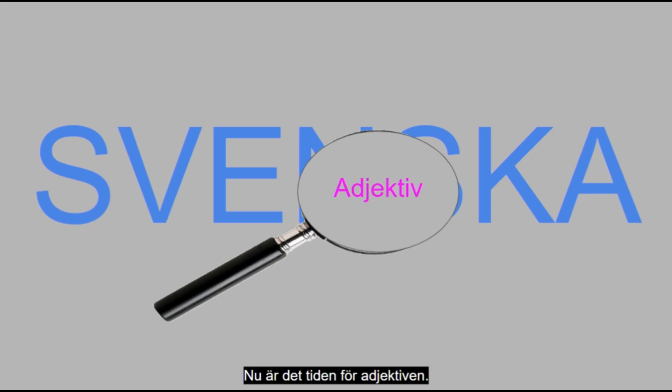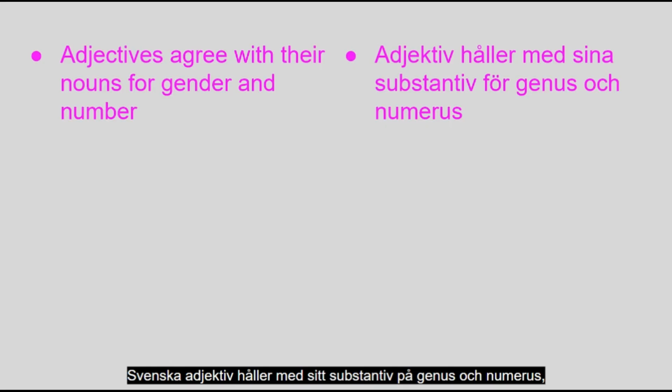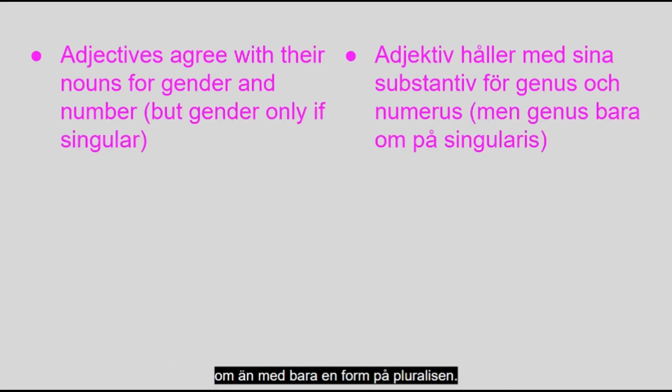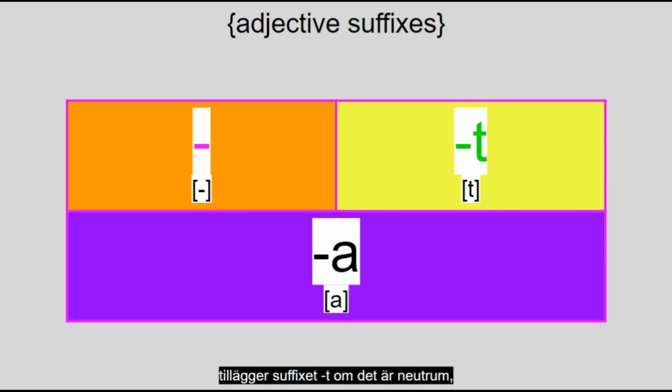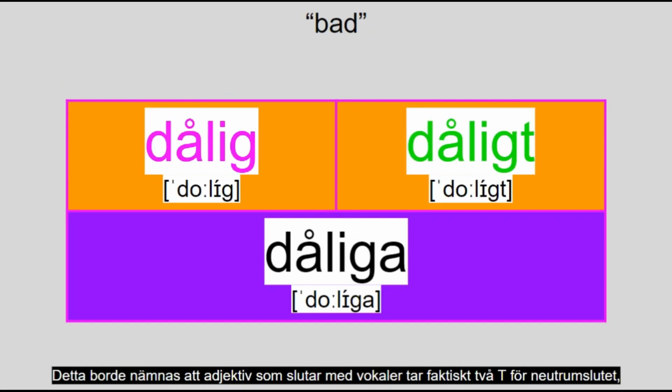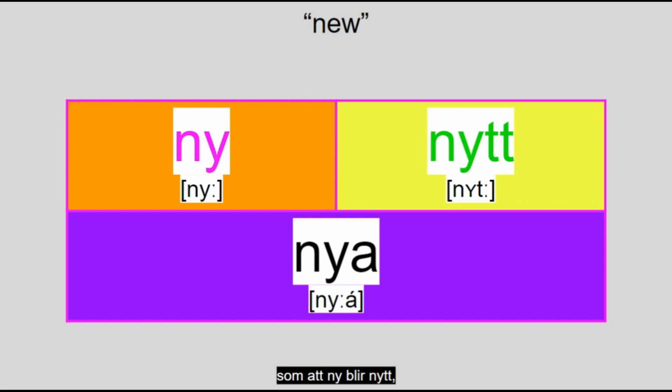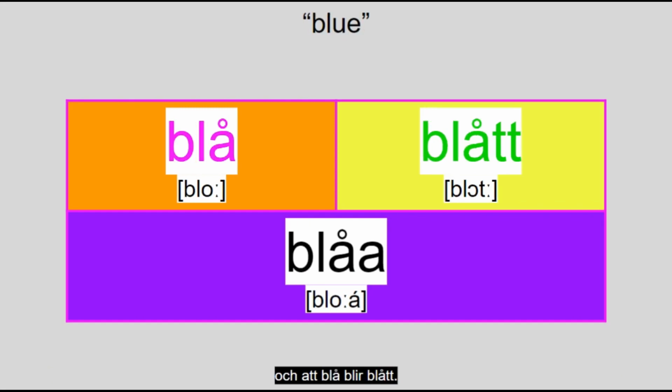Now it's time for the adjectives. Swedish adjectives agree with their noun in gender and number, albeit with only one form in the plural. To form the adjective agreements, you do nothing if the noun is common, add the suffix t if it's neuter, and add the suffix a if it's plural. It should be mentioned that adjectives that end with vowels actually take 2 t's for the neuter ending, like ny becoming nytt and blå becoming blått.